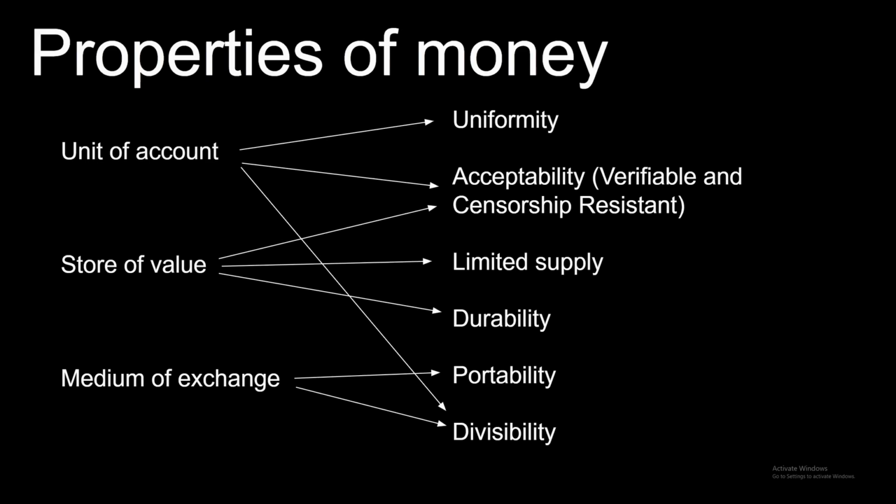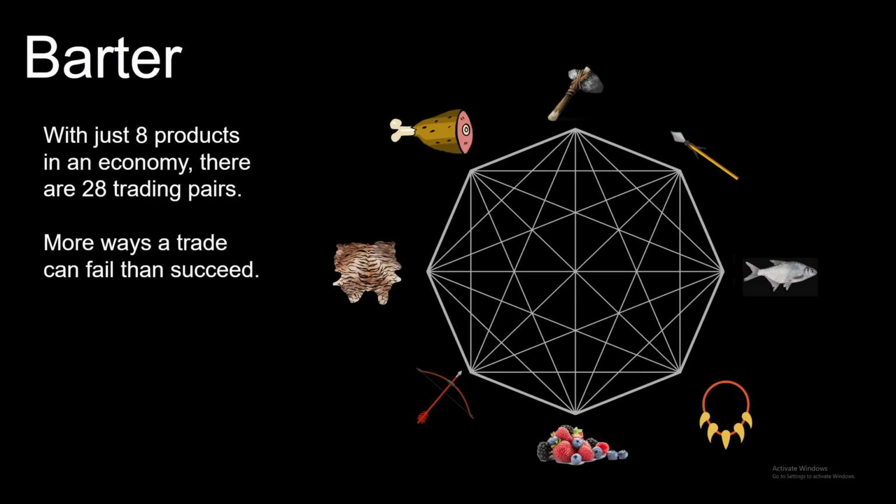For a store of value, it needs to be acceptable, it needs to have a limited supply, and it also needs to be durable. And then for a medium of exchange, it needs to be portable, and it needs to be divisible. Before we had money, we had barter, and barter is essentially just exchanging one product for another product without any intermediary.